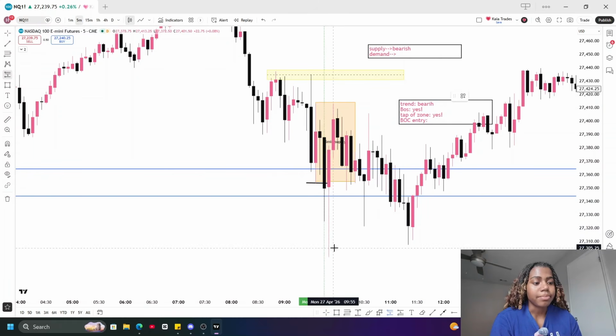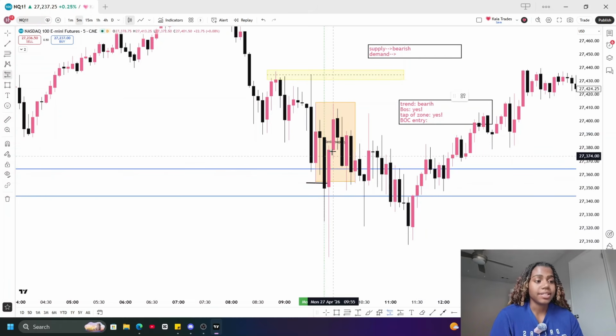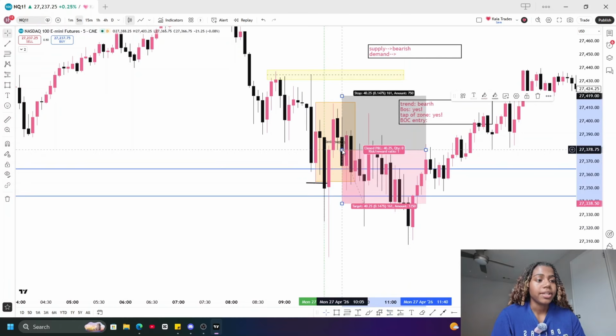So we got the tap of the zone here. Price is still going. Has it broken this high yet? Nope. Price created a new candle. Did it break that high yet? This low. My bad. This pink candle right here did not break the low of this candle. So now we have to wait for another candle. Boom. Did it break that low? No. But did the next one? Absolutely. So this candle broke that low.